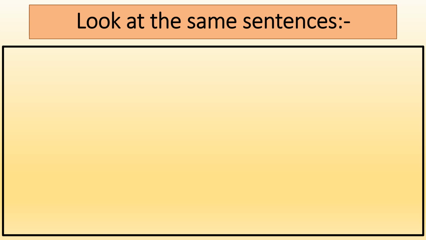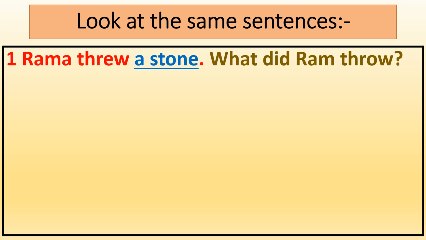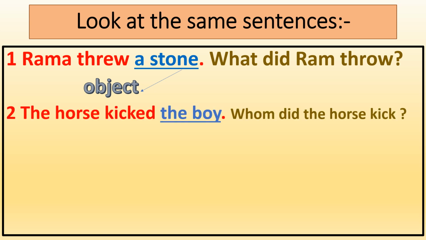Now look at the same sentences again. In sentence 1, what did Ram throw? The answer is stone. So the noun stone is the object of the transitive verb threw. In sentence 2, whom did the horse kick? The answer is boy. So the noun boy is the object of the transitive verb kicked.